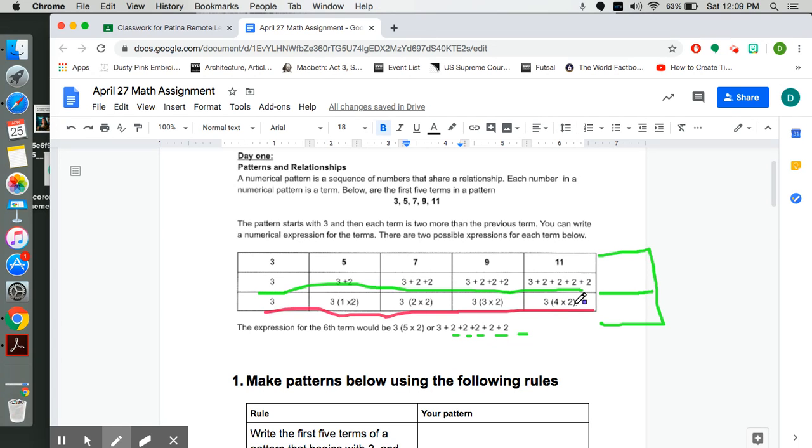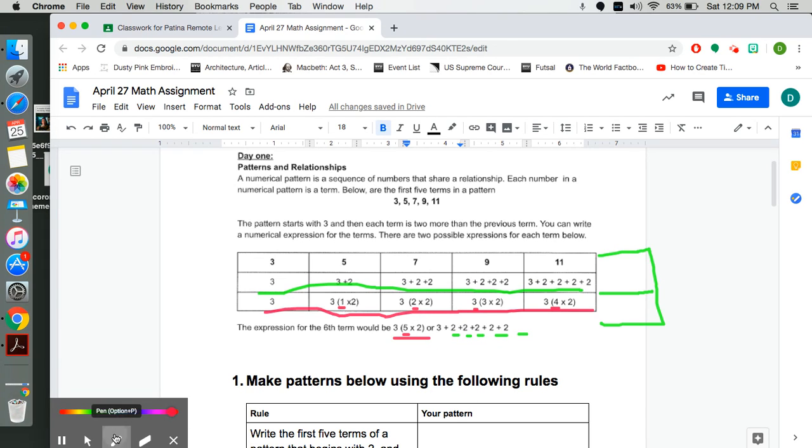So the next term would probably be what? Pause the video and think about it. You said 5 times 2. That would be correct. Because every time you're adding 1, 2, 3, 4, 5. So the next term after this one would be 6 times 2.